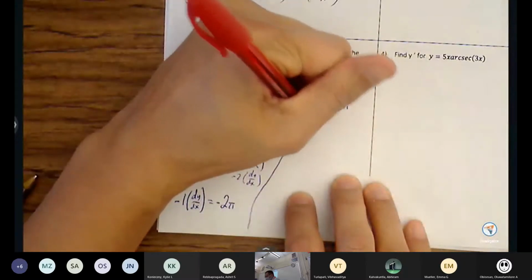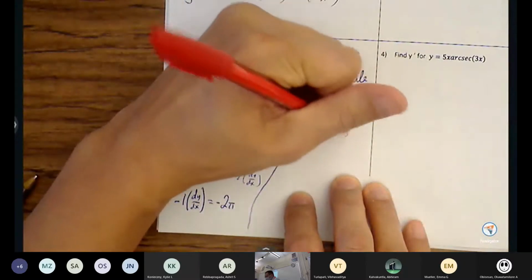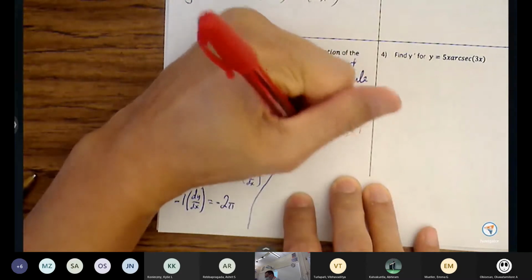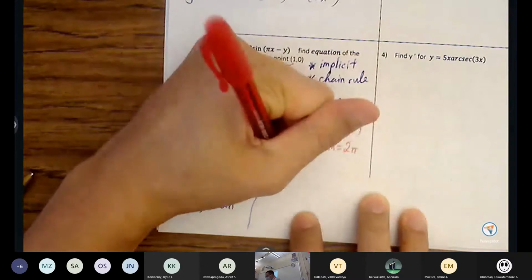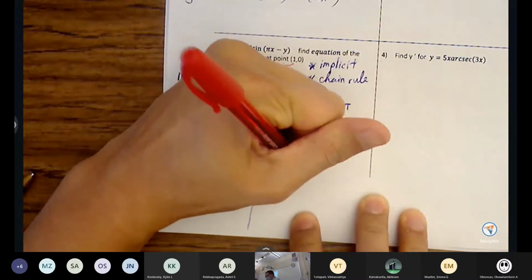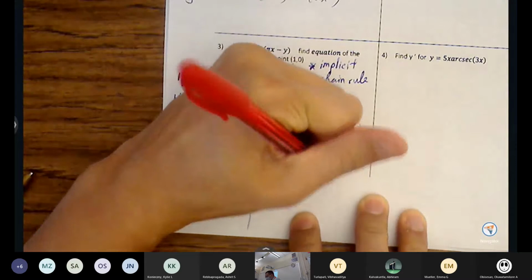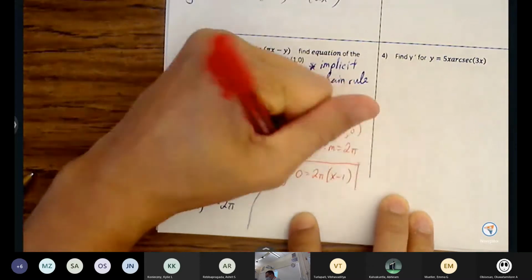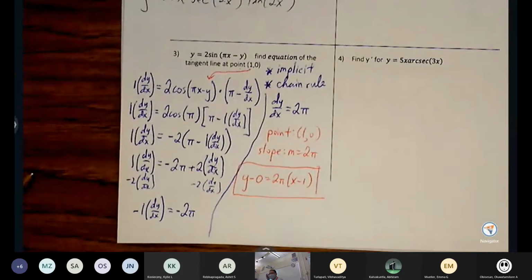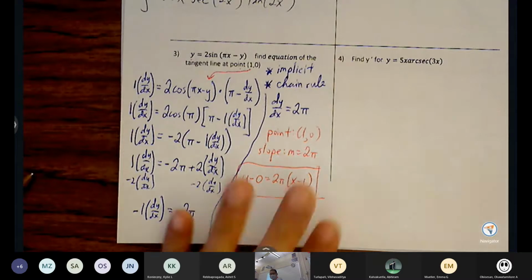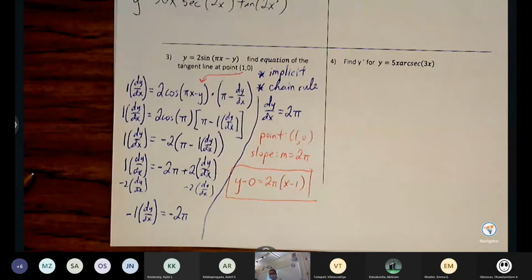So I have my ordered pair. I have my slope. And now point slope form. Okay, any questions?